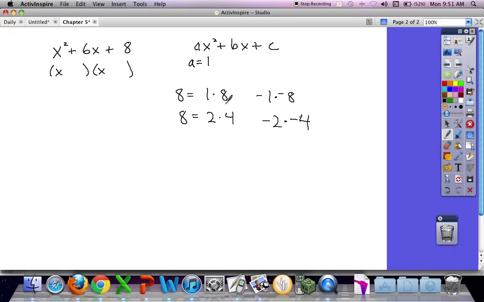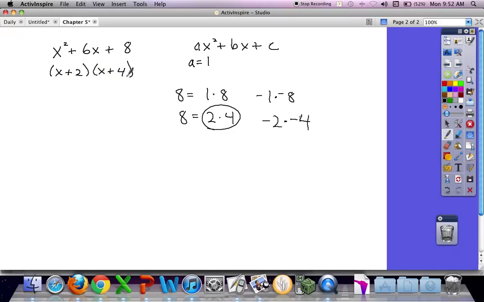Is it 1 times 8, -1 times -8, 2 times 4, or -2 times -4? And of course, it is 2 times 4. 2 plus 4 is 6. So what goes in your parentheses here are +2 and +4. It's a one-step process. Once you identify the numbers that multiply to 8 and add to 6, then it's x plus 2 times x plus 4.